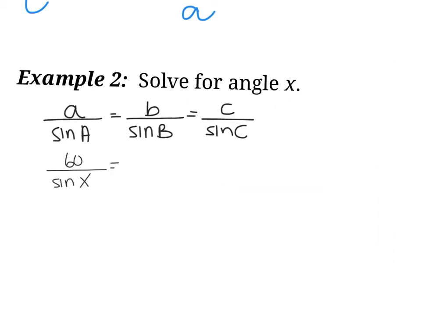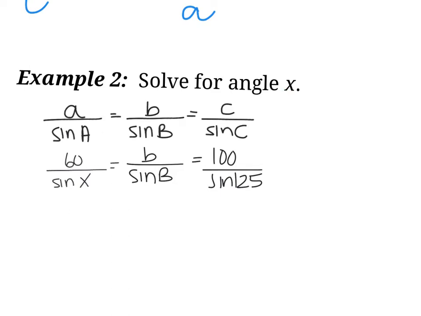So let's fill this in. B, we don't have side B, we don't have the angle B, but we know that side C is 100 and sine of angle 125, that's what C is. So just like last time, we are going to pick two of these ratios. One of them has to be complete.